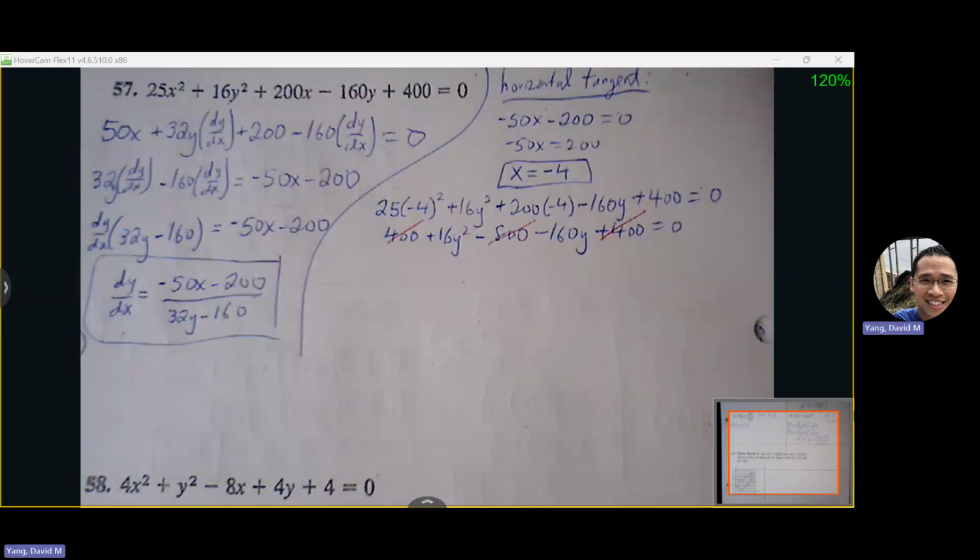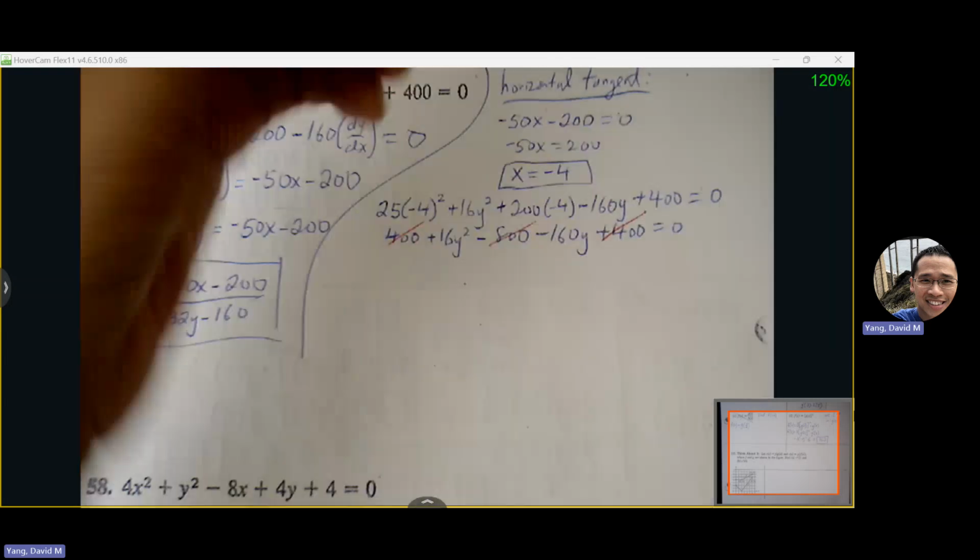Constants cancel out nicely. I'm left with two terms. I can factor a 16y out because there's only two terms and I have a 0 on the other side.